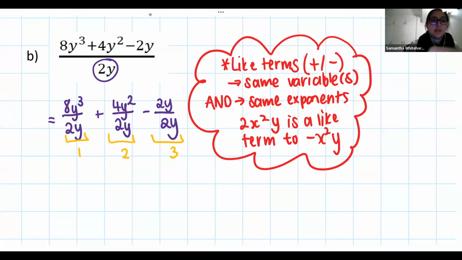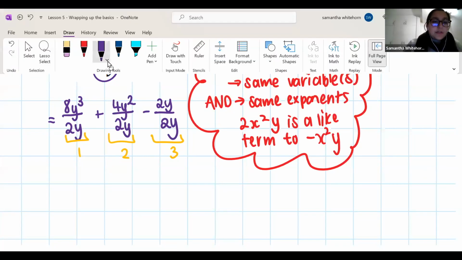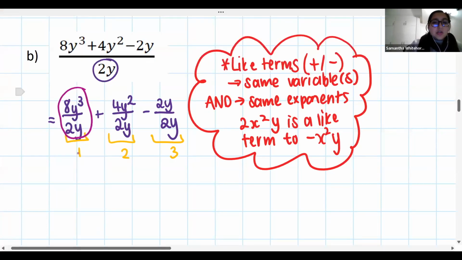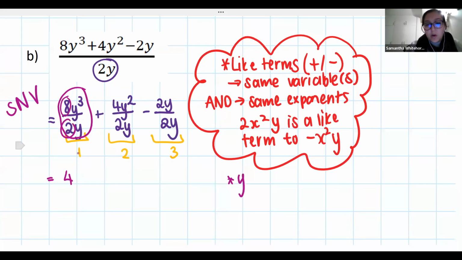Alrighty, let's have a look, sweet children. So if we have a look at our first term, so our first term is 8y cubed divided by 2y. Remember to apply SNV, signs, numbers, variables. So if we start with signs, positive divided by positive, positive. Numbers, so 8 divided by 2, that gives me 4. Then I go to the variables. Now remember, we need to apply our exponent laws here. So y cubed divided by y. Now that y does have a power of 1. You can write it there if it's helpful for you, but just really up to you.